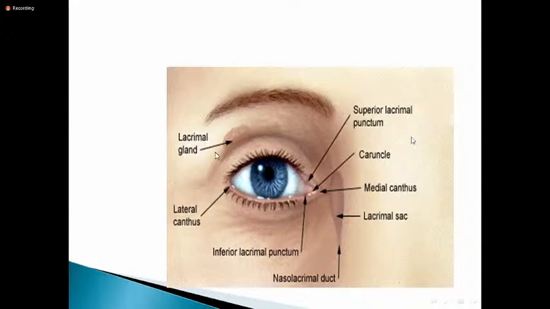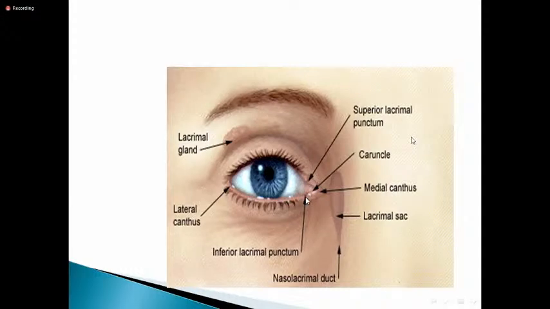On the temporal side, the superotemporal side of the orbit, there is a lacrimal gland which opens on the fornices. The fornices are the recess under the eyelid. The lacrimal gland is on the temporal side, but the lacrimal drainage system is where the tears go. On the outside, you can only see the punctum, but of course, it's a whole system.